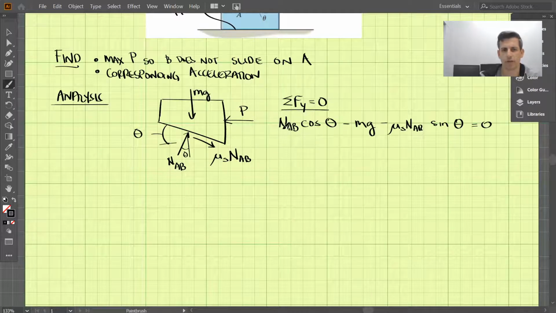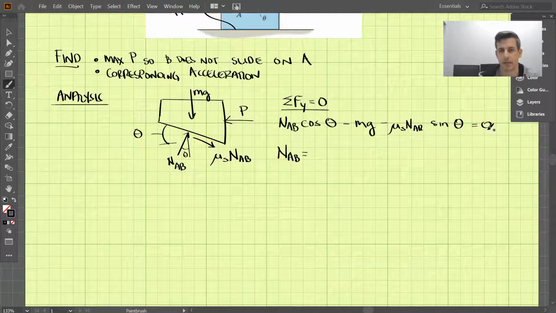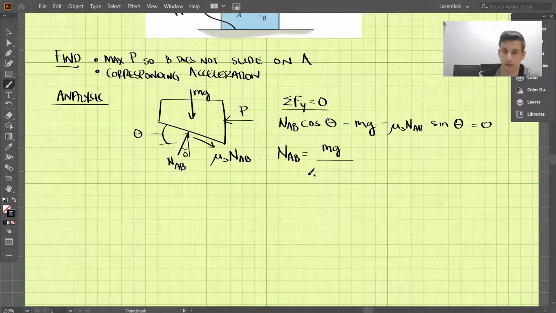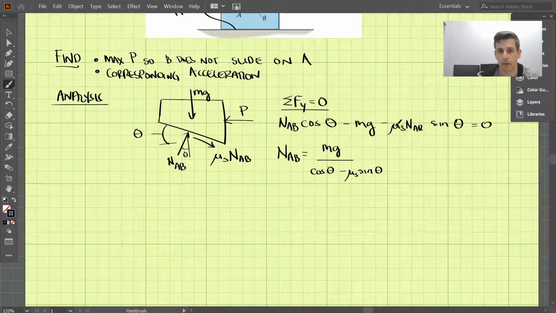And let's rearrange this equation for NAB. So rearranging this equation, we have NAB comes out to be, move the mg to the other side, mg divided by cosine theta minus mu sub s sine theta, because these two elements both have NAB associated with them, so those should be on the bottom there. So all right, so we have NAB here.